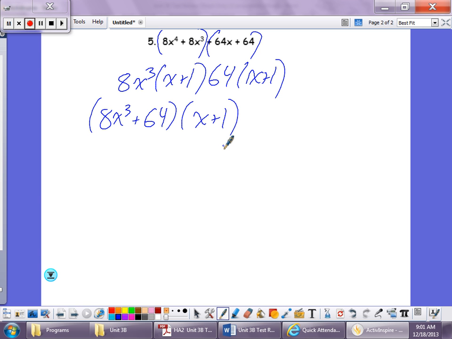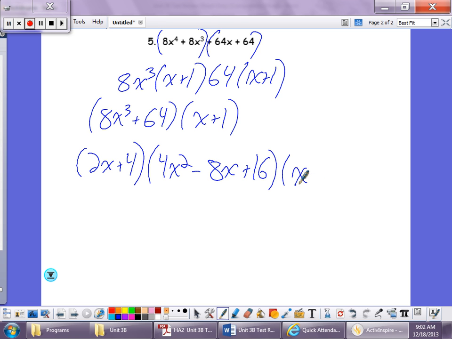So a lot of you guys, I think, would stop here, typically. But what is this here? Right, this is a sum of cubes, so we have to deal with that. So you'd get 2x plus 4, right? Because the cube root of 8x cubed is 2x. Cube root of 64 is 4. And then remember, it's a squared, so 4x squared, minus ab plus b squared, so plus 16, and then x plus 1.